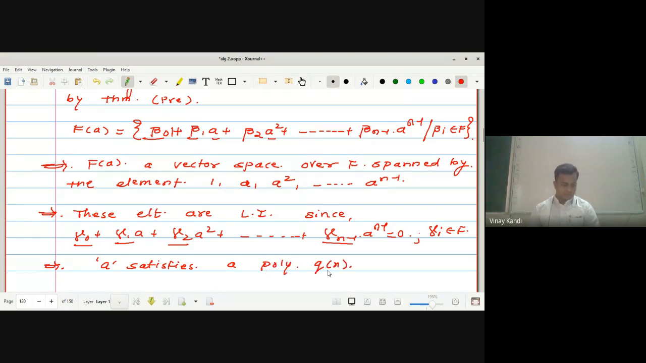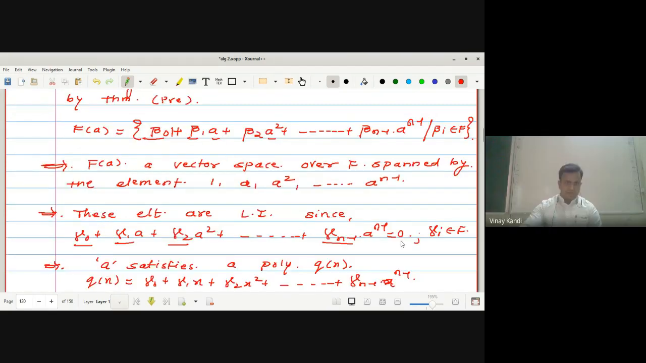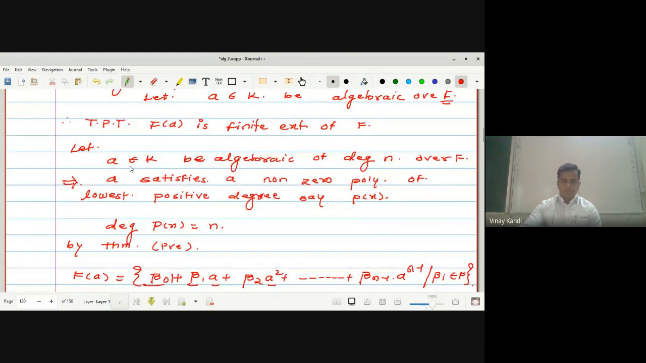q of x, where q of x is given by gamma naught plus gamma 1 x plus gamma 2 x square plus up to so on gamma n minus 1 x raised to n minus 1. Okay, a satisfies q of x. Why? Because the linear combination of 1, a, a square up to a raised to n minus 1 is equal to 0. The degree of this q of x is n minus 1. And here we have also taken that a is algebraic of degree n over F.